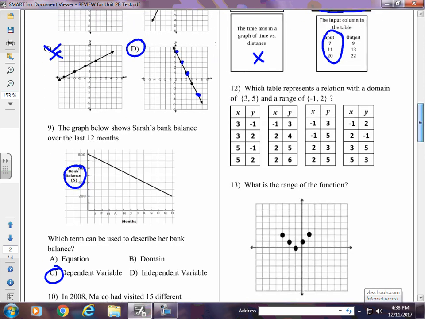For number 12, we want to figure out which table has a domain of 3 and 5 and a range of -1 and 2. So looking for a domain of 3 and 5, that means in the x column, all you see are 3s and 5s. Well, if I look at the first table, I see 3 and 5. If I look in the second table, I don't see any 3s and 5s, so I can cross that one out. If I go to the third table, no 3s and 5s for x. That's out. And if I go to the last table, I see a 3 and a 5, but I also see a -1 and a 2. That can't happen. Okay, and then double check that first table. The range has to be -1 and +2, and it is. So this is the table you want.